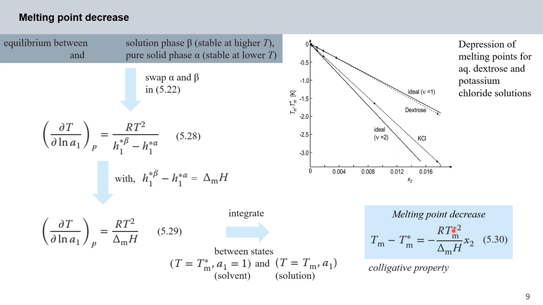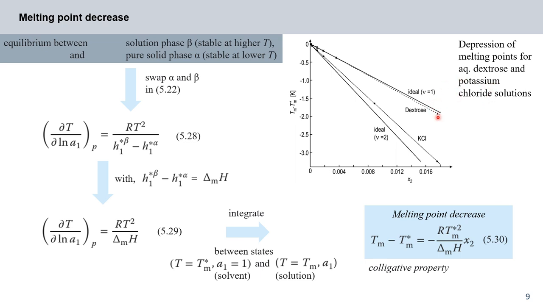and not on its chemical nature. As mentioned earlier, when we discussed vapor pressure depression, we have to account for dissociation and association when counting the mole fractions. As an example, when an electrolyte dissociates, the cations and anions count as independent particles. This relationship for the melting point decrease is illustrated in the figure above. Here the melting points of dilute dextrose solutions and potassium chloride solutions are compared with the calculated straight lines. The melting points of the dextrose solutions correspond very closely to those calculated.